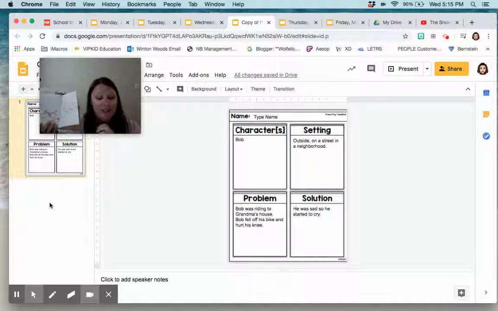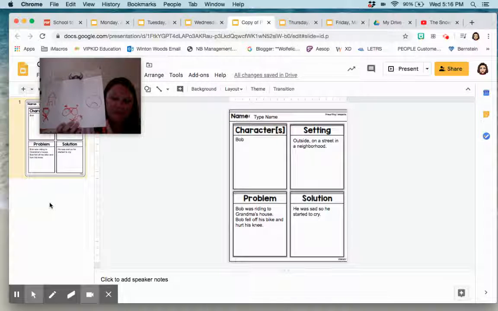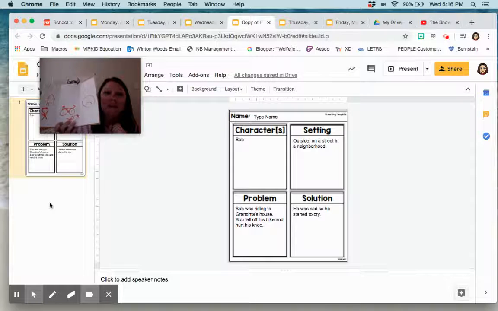After you do that, then you're going to sketch like I did. You're going to make quick sketches about your story. Remember only to use a pencil, so if you need to erase, you can. After you draw your sketches, you're finished for the day.